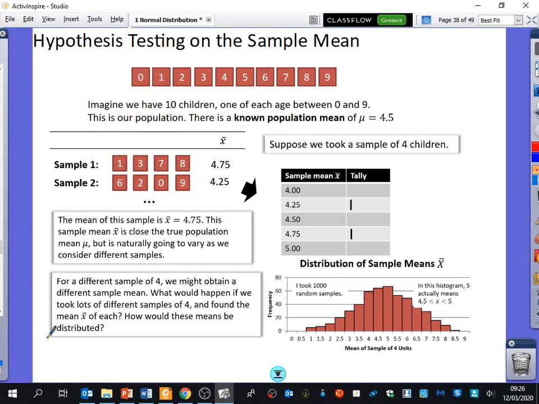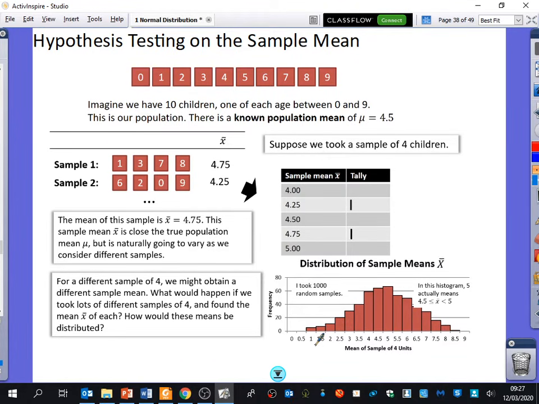Well, this graph has been made by taking 1,000 random samples from these 10 pieces of data that we've got at the top here, and it creates this kind of distribution that we have here. This kind of distribution that we have down here looks like, what does it look like?